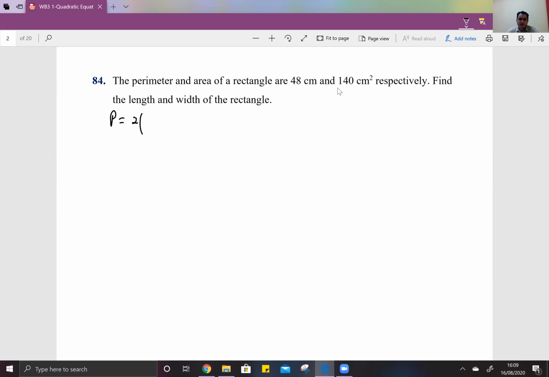So first, Amira, let's draw a picture for this. If it becomes your habit, it's much better. It's always easy to visualize this question. And also let's label the width and the length by W and L. Then write your equation so we can see what you are doing here. Very good. Okay. So that's equal to 48, right?